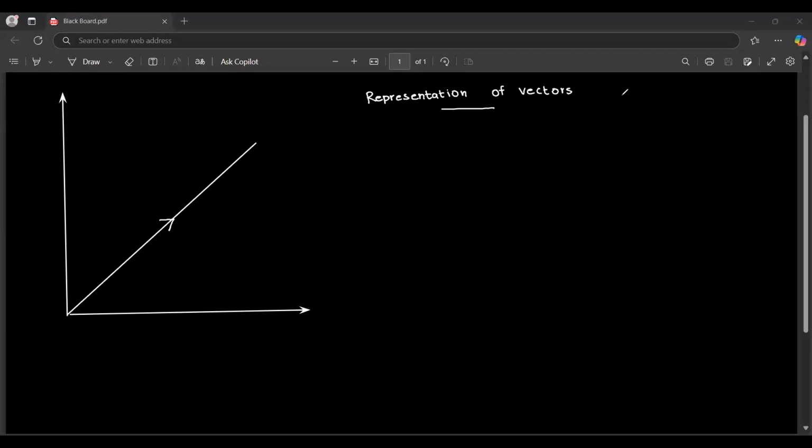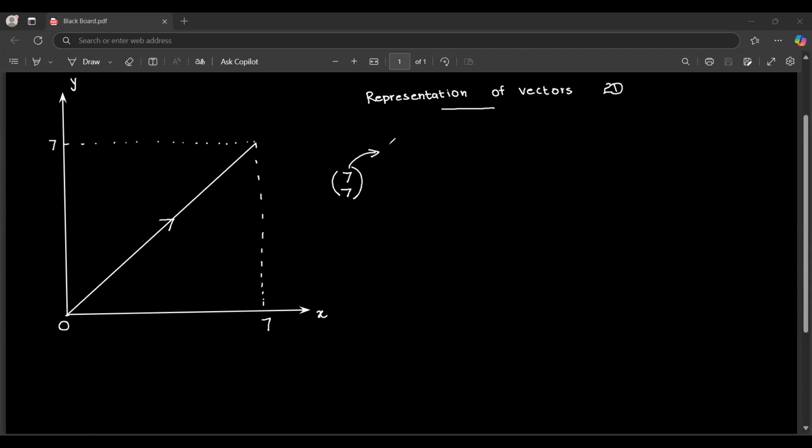Let's say this is in 2D. I'll mark it here 2D, and let's say this is the x-axis, this is the y-axis, and this is the origin, 0. If this is, say, 7 units, and this is another 7 units, then this vector can be written down as the column 7, 7.